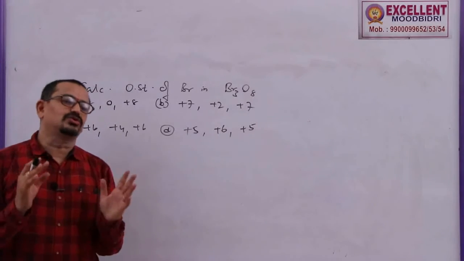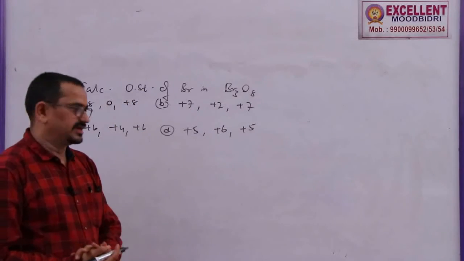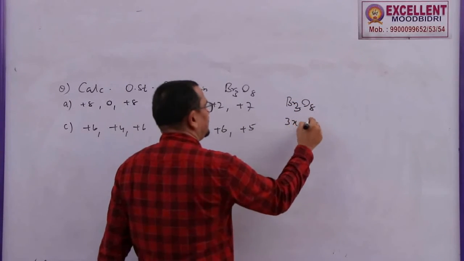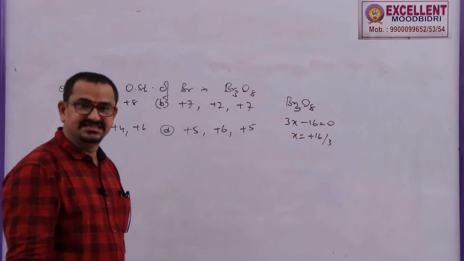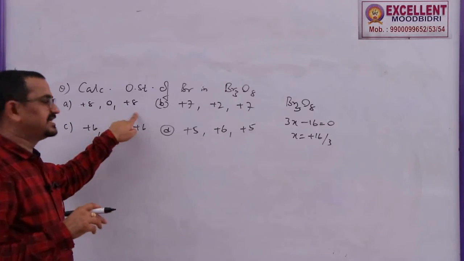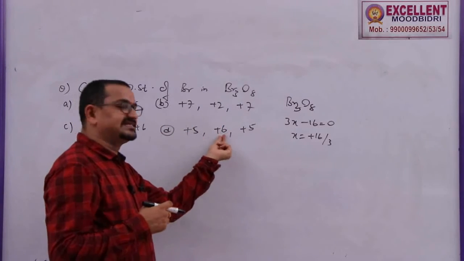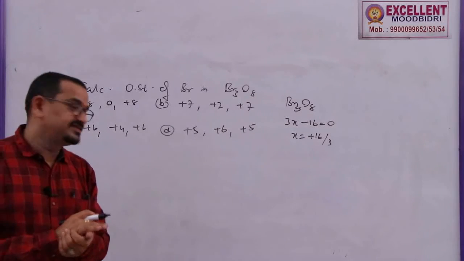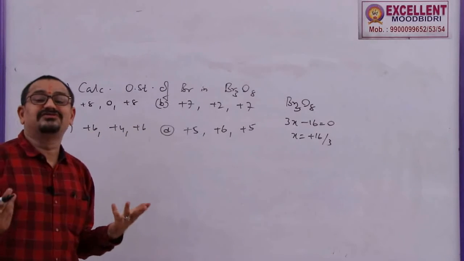See, this is one more question based on oxidation states. Calculate the oxidation state of bromine in Br3O8. Immediately students will go to this concept: 3x minus 16 equals 0, x is equal to plus 16 by 3. So using this concept they try to solve the question. All options are matching with this method. So this is an average oxidation state, and all the 4 options are suitable for that average oxidation state.